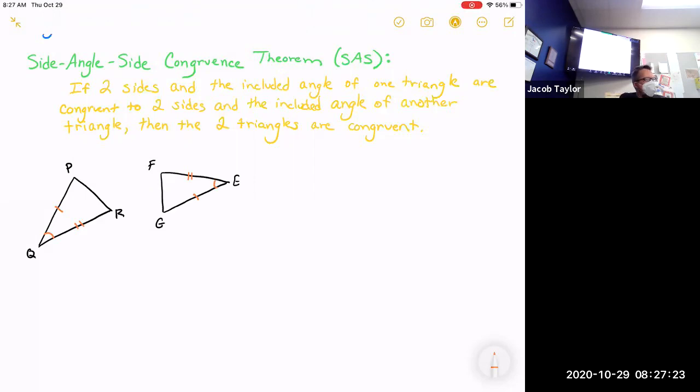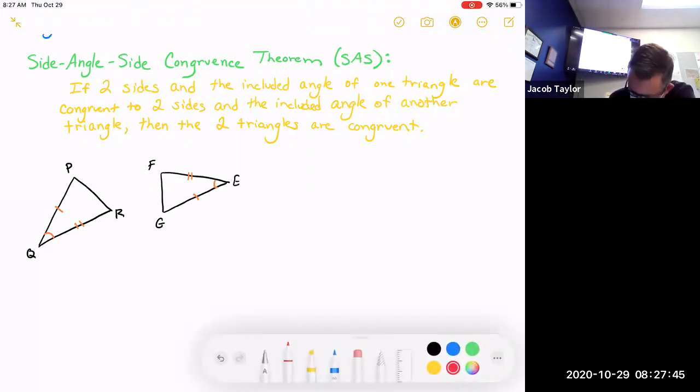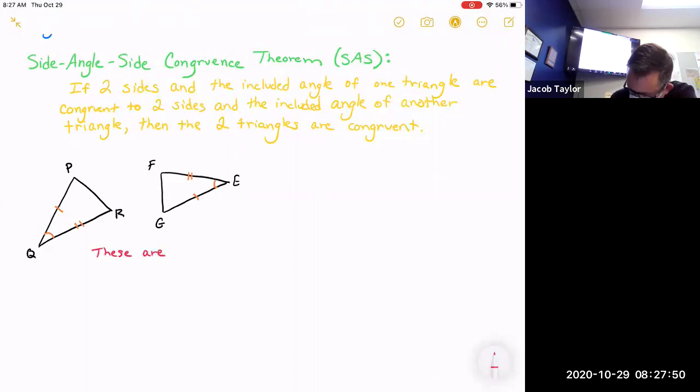So first of all, question number one, can I use SAS, or the side angle side congruence theorem, to prove that these two triangles are congruent? Do they have two congruent sides and the included angle is congruent? Yes. So we could say these are congruent by SAS.